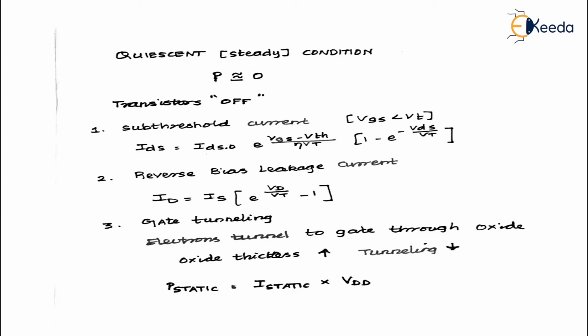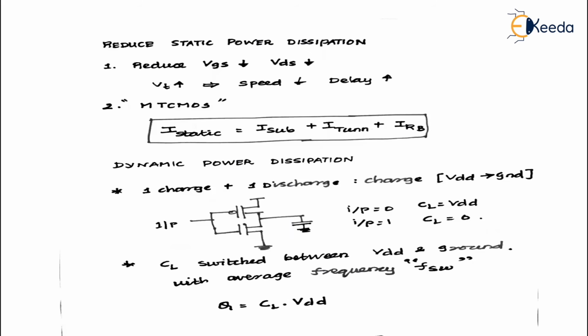So what are the things in which my subthreshold current will be reduced? I can reduce my VGS or VDS, and I can increase my threshold value. But if I increase the threshold voltage, what is going to happen? It will take a large amount of time for my transistor to turn on. So when it takes a large amount of time for turning on, the delay will be more. As delay is more, the speed is going to reduce. And the next, what is the alternative solution for that? I can go for multiple threshold CMOS circuit. These things we have covered in our previous video.